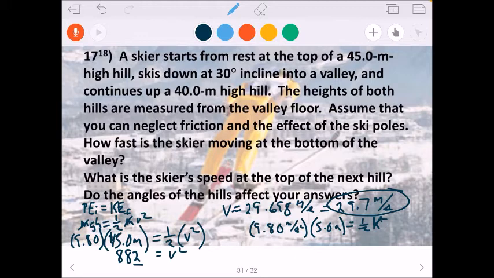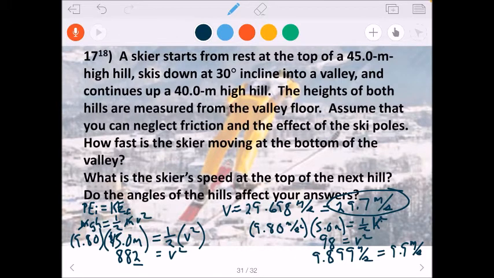I'm going to go ahead and multiply both sides by 2. That gives me 98 equal to the velocity squared. Taking the square root of that, I get approximately 9.899 meters per second. And here I'm limited to only 2 significant digits, so my final answer is 9.9 meters per second.